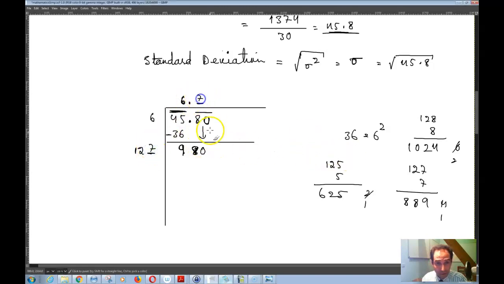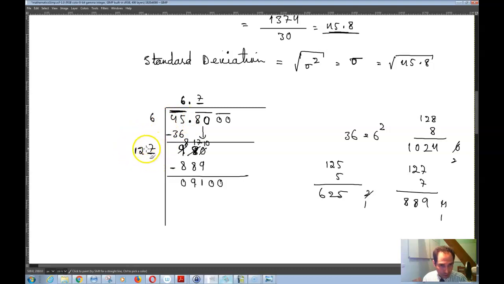127 times 7 is equal to 889. Subtract 8, 18, 17, and 10. You get a 1 over here, 9 over here, and 0. Then again, you can put 2 zeros over here as a group and bring it down here. So, of course, I wouldn't probably proceed, but just to make sure that we understand the procedure.